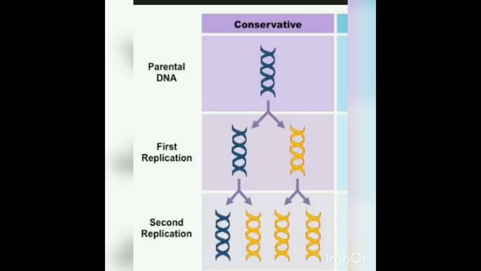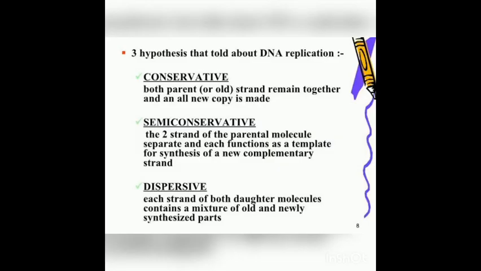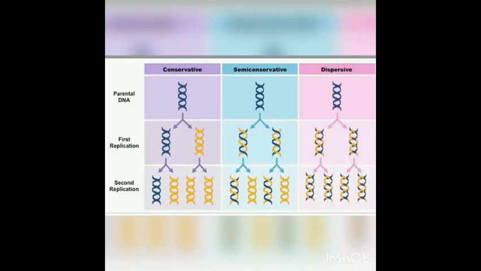In conservative replication, the original double helix serves as a template. Template is nothing but the original or the parent. The original molecule is preserved intact and an entirely new double-stranded molecule is synthesized.